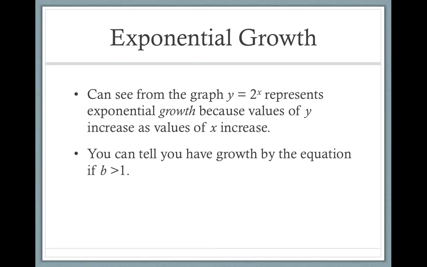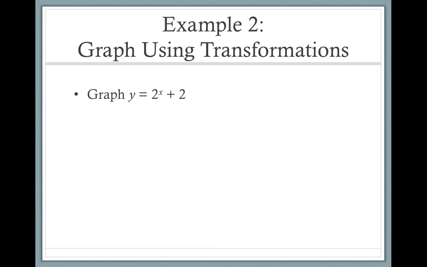Okay, so now let's use our y equals 2^x and do a few transformations and see how this affects the graph. So in this case, we have the equation y equals 2^x plus 2. Well, we already know what the basic 2^x graph looks like. That's what we just graphed. But what effect will plus 2 have on the graph? Well, hopefully you realize that that's a k value. That k value is 2.